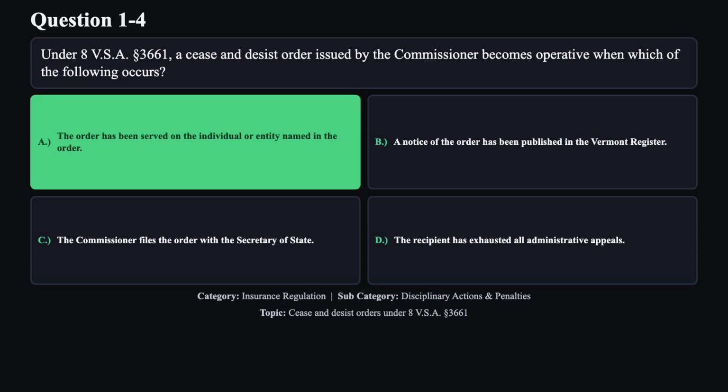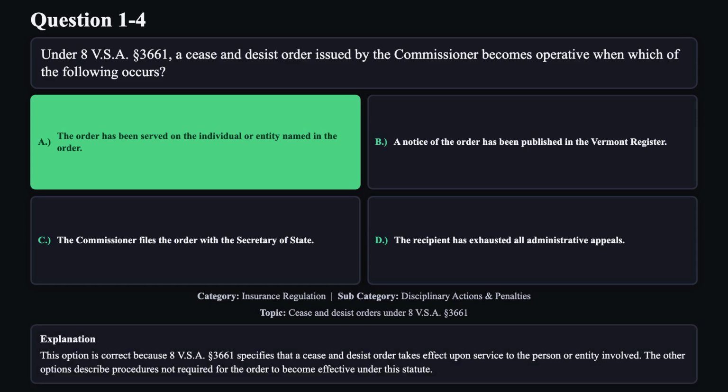The correct answer is A. This option is correct because 8 VSA Section 3661 specifies that a cease and desist order takes effect upon service to the person or entity involved. The other options describe procedures not required for the order to become effective under this statute.